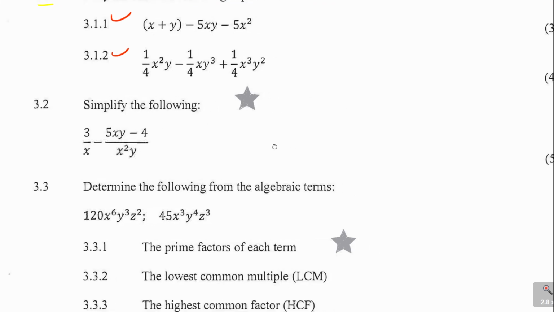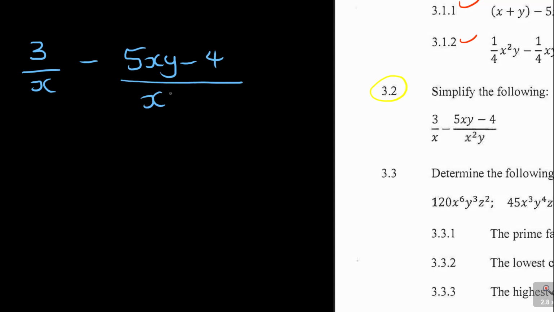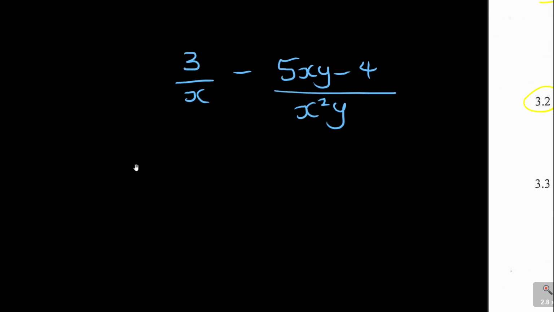Simplify the following. How many marks? 5 marks. Simplify, but they give you 5 marks. Okay, it's a fraction. I think it was worth it. Question 3.2. Look at this: 3 over x minus (5xy minus 4) over x squared y. Remember guys, this is mainly revision.